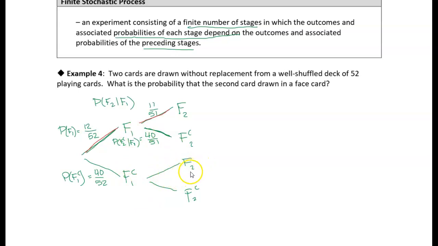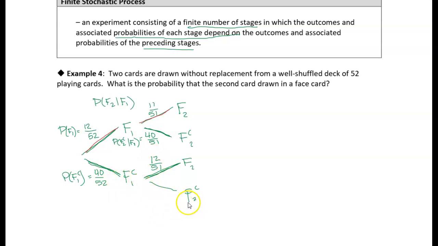Now if we trace down this next branch, where we do not draw a face card on the first draw, and we draw a face card on the second draw, what's the probability of drawing a face card on the second draw, given that we did not draw a face card on the first draw? Well, if we didn't draw a face card, all 12 of those face cards are still in the deck, and there are 51 cards. So the probability is 12 out of 51.